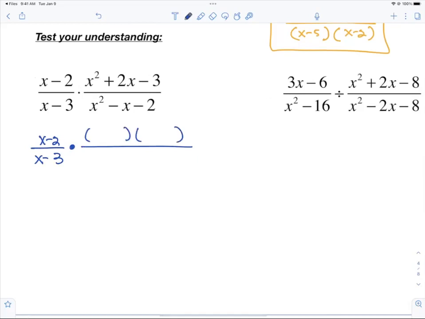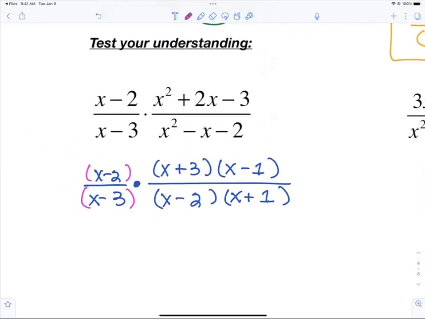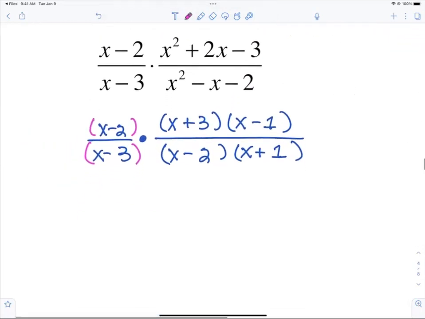And let's see, this numerator, I need 2 numbers that multiply to negative 3 and add to positive 2. So it's going to be plus 3 and minus 1. And then the denominator, I need 2 numbers that multiply to -2 and add to -1. So that's going to be -2 and +1. And even though the factors in the first fraction weren't presented with grouping symbols, the fraction bar is its own grouping symbol, so you would assume that those pink parentheses were there.